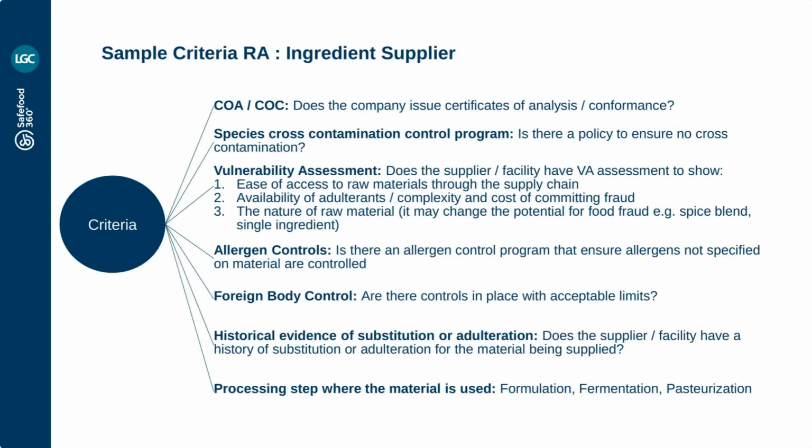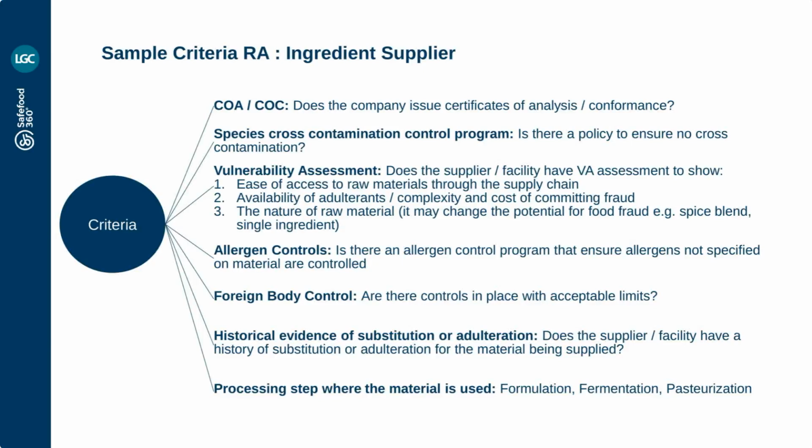For an ingredient supplier, we might want to look at, are they issuing certificates of analysis? Do they have those available? Will they have those available to you? And we look at the cross-contamination control program. Do they have a policy in place to ensure that we don't have that cross-contamination? Does a supplier have a vulnerability assessment that's really covering the ease of access to those raw materials, or ease of access within that supply chain?